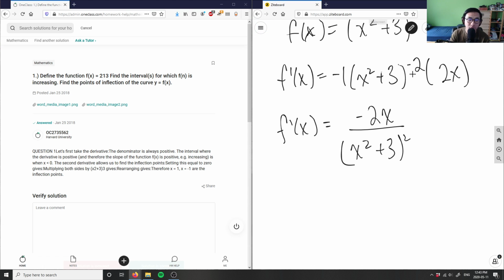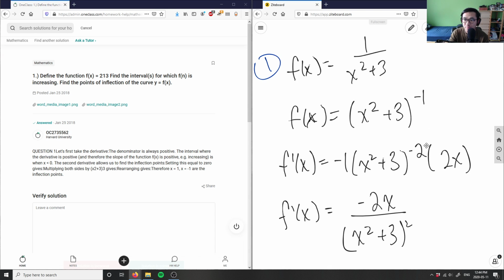So basically, when I want to find intervals of increase, I basically want a positive value every single time, right? So if I want a positive value for f prime of x, the intervals are going to be increasing here. So as you can see, I can set this to 0, or I can set x squared plus 3 squared to 0. And then you would realize that this here is always increasing when it's less than 0. So this is the correct solution for part 1 here.